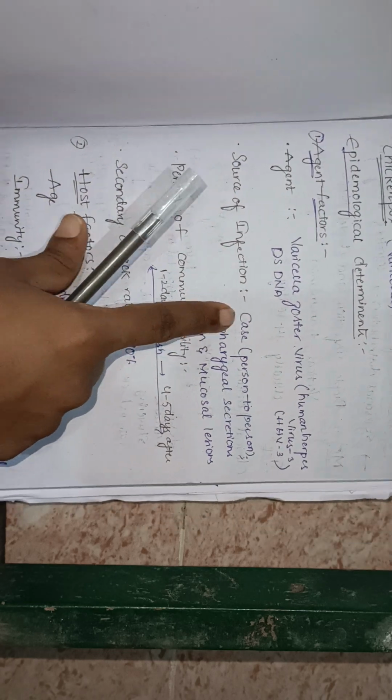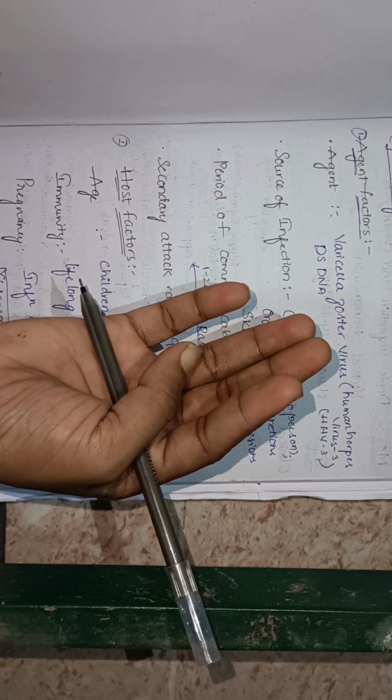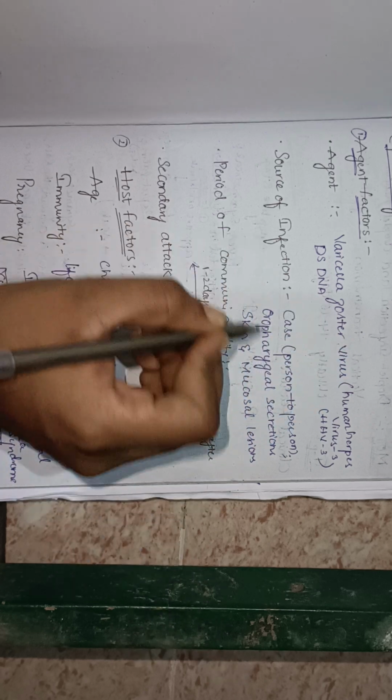So this is a summary. First, chickenpox means varicella. You can know about the agent. The agent factor has an agent, and you can tell about what it is: varicella zoster virus, a double stranded DNA virus.